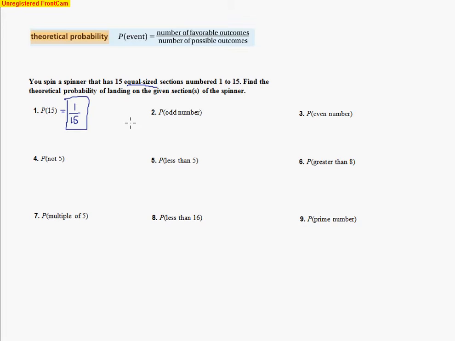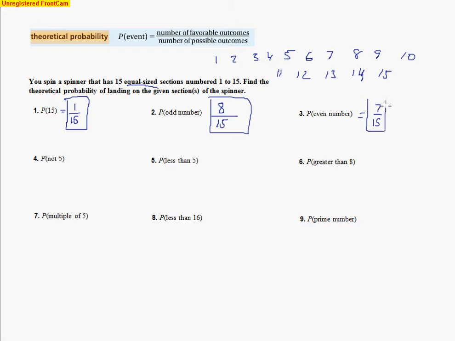An odd number. If you look at the numbers, we've got 1, 2, 3, 4, 5, 6, 7, 8, 9, 10, 11, 12, 13, 14, and 15. If you look at just the odd ones, we have 1, 2, 3, 4, 5, 6, 7, 8. So there's 8 odd numbers out of 15 altogether, and so that would be the probability of getting an odd number. Even numbers, well, there's 7 left over that are not odd, and so the probability of an even number would be 7 out of 15.